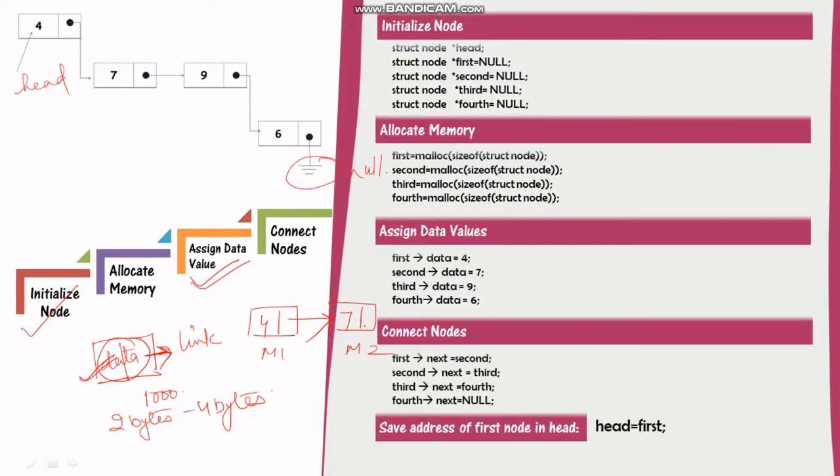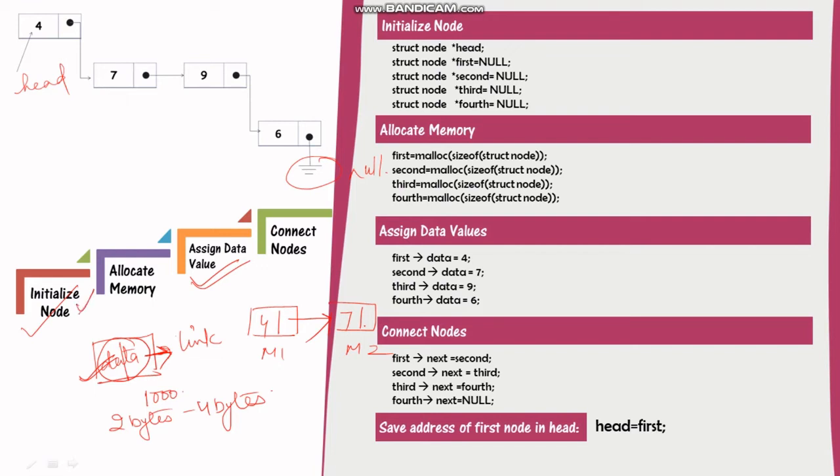So let's understand these 4 phases of working on a singly linked list. First we'll start with the initialize node. Here you can see that I have put up a code for initialize node. Struct node head. So what is this head node? What did I do first? I have put up a head. Head is the first reference pointer with which we can traverse a linked list.